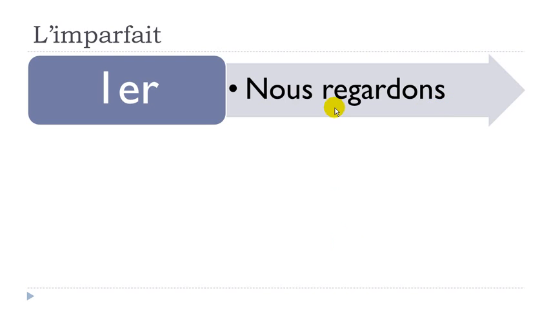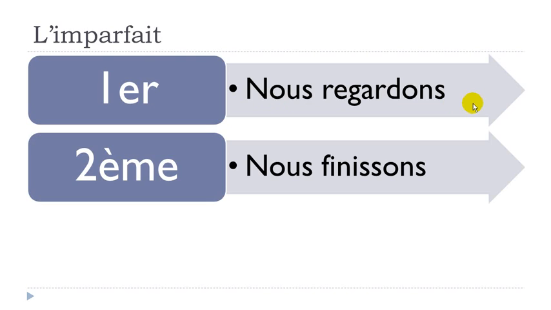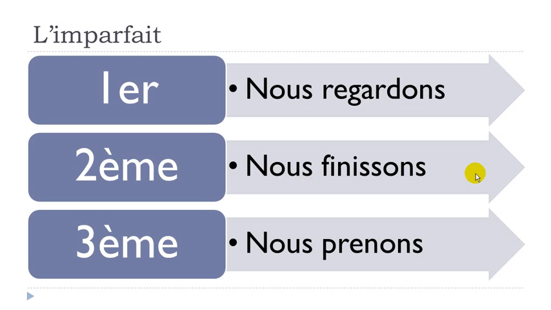You should know the present form of regarder, and it goes like nous regardons, that's the present form. For the second group, I've been taking finir, to finish, to end. Same thing, you will put this nous form at the present: nous finissons. And then for the third group of verbs, I took prendre. Prendre is to take, and it goes like nous prenons. So nous regardons, nous finissons, nous prenons.